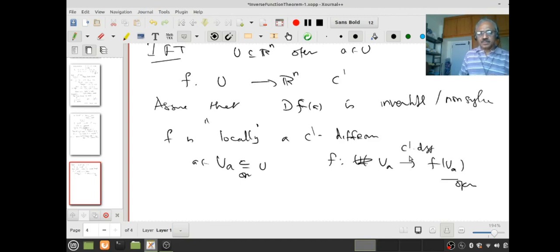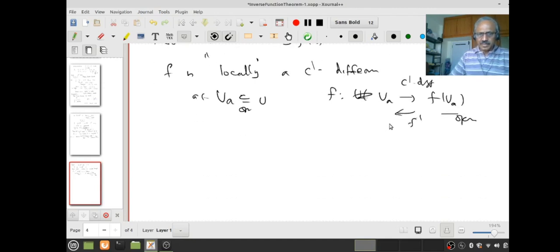That means it's a bijection. So the map f from UA to f of UA is C1 and f of UA is open, therefore f inverse makes sense, and I can talk about the differentiability, and f inverse is differentiable. Do you follow that? Let us write it step by step. Usually this is not the way textbooks will write, so let us write it.